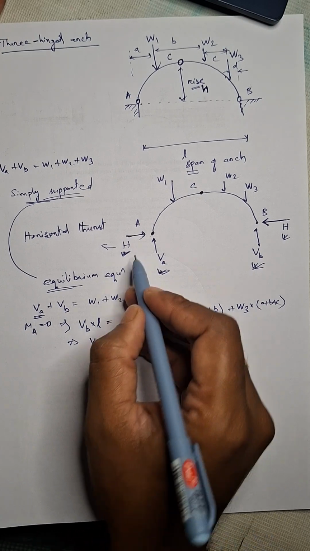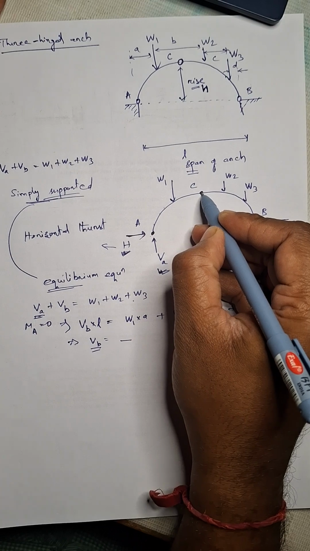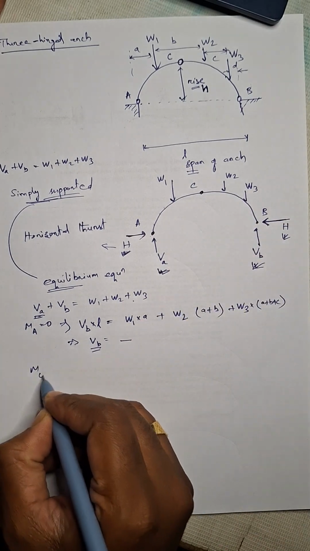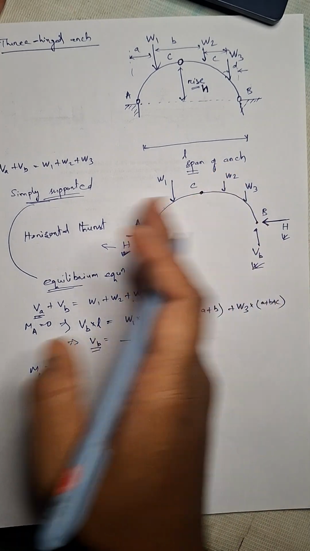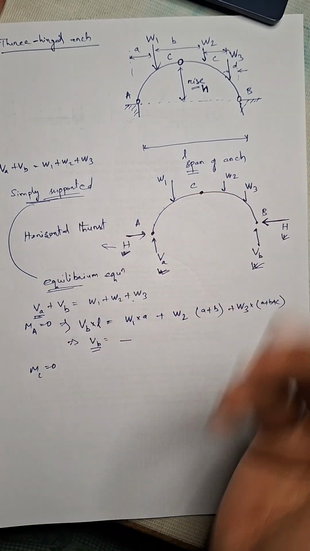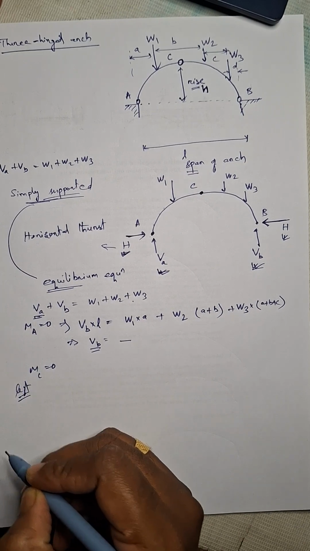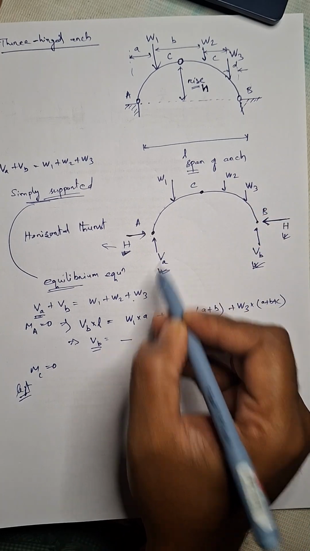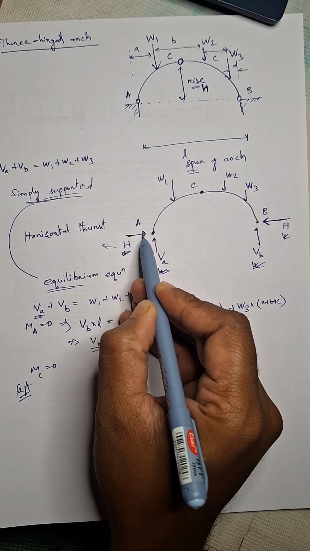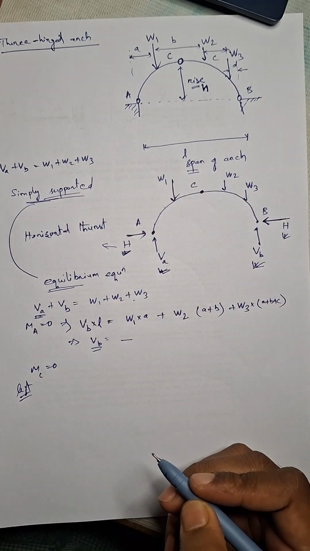Okay, now we need to find out the value of horizontal thrust. For this we have to take moment about point C equal to 0. If you take moment about point C, then we can consider the moment towards left or towards right. So if I consider the left side section, then at point C, due to force VA there will be moment, due to this H there will be moment, and due to this W1 also there will be moment.